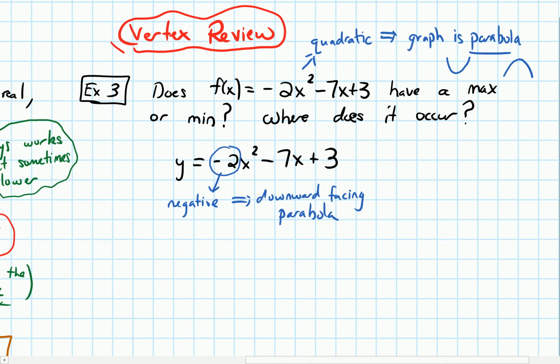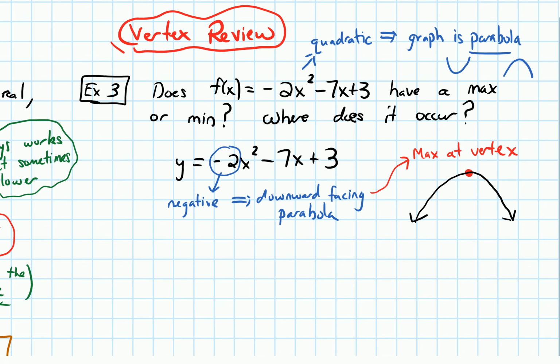Okay, so let me just draw a picture. Let's say I have a downward facing parabola like this. If I have a downward facing parabola, the vertex, this point here in the middle of it, is a max. We have a max at the vertex. The fact that our parabola is downward facing is what indicated that we had a max there. If our parabola had been upward facing, then we would have had a min at the vertex.